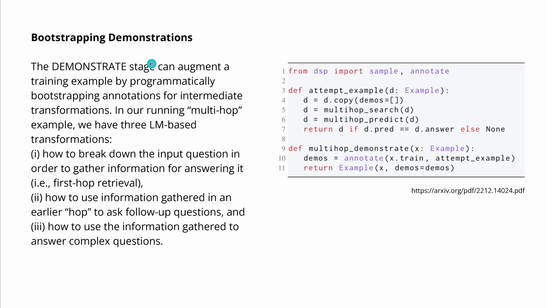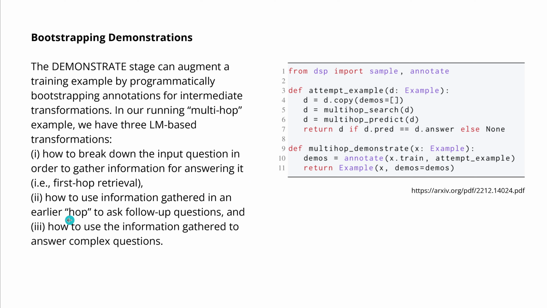So the demonstrate stage, the very first stage from DSP, can augment a training example by programmatically bootstrapping annotations for intermediate transformations. So this means today we would say, hey, we generate some synthetic data. In our running multi-hop example, we have 3 LLM-induced transformations. At first, how to break down the input question in order to gather information for answering it. So, one complex question, a sequence of 3 easy-to-answer questions. Much easier for the system.